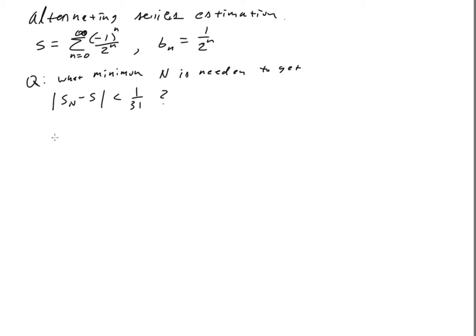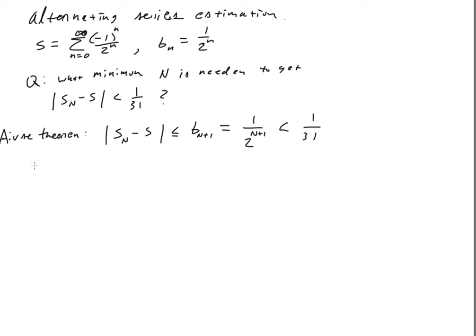So of course you're going to use the theorem. We know that s capital N minus s, so this again is the answer, has to be less than or equal to b capital N plus 1, which in this case is going to be 1 over 2 to the capital N plus 1. So that's using the theorem. I want that to be less than 1 over 31.